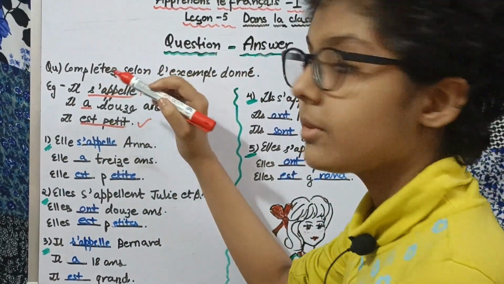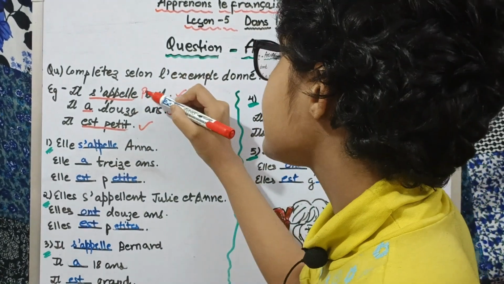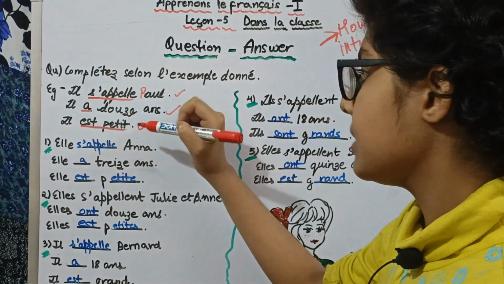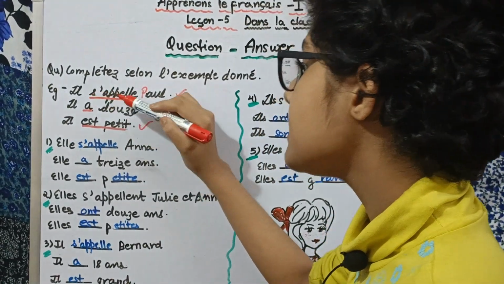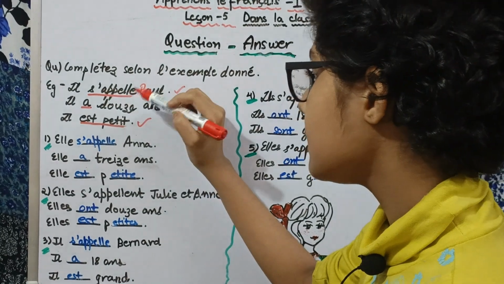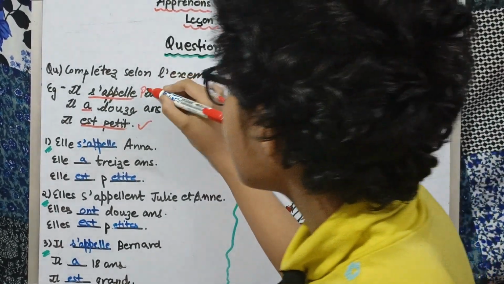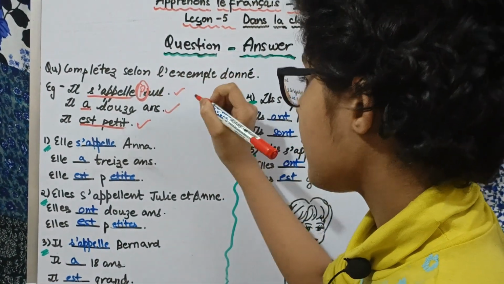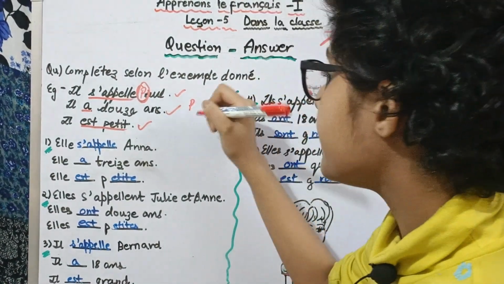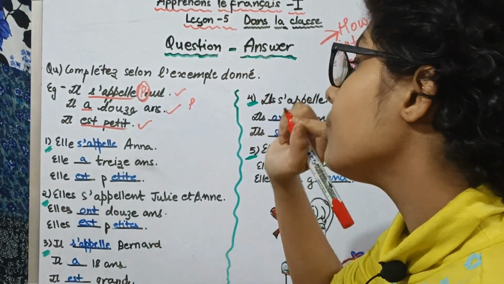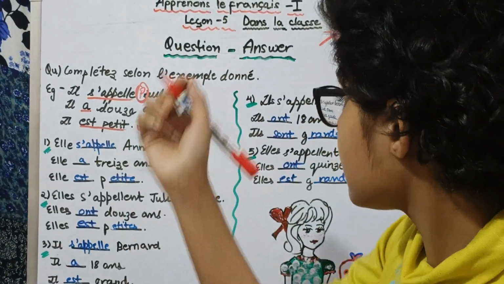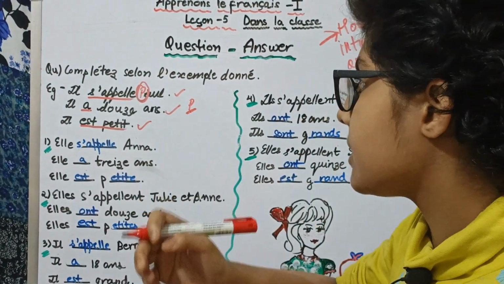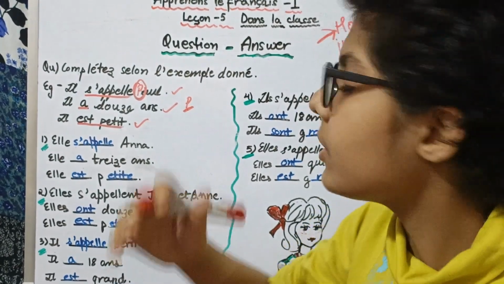So let us start reading with the example, that is, il s'appelle Paul, il a 12 ans, il est petit. So the first sentence is il s'appelle Paul. It means that his name is Paul. So here I have written this P letter in capital, and I have written it with the red. So why is this so? Whenever we are using any proper noun in a sentence, we start it with a capital letter. This is the same in English and also in French.